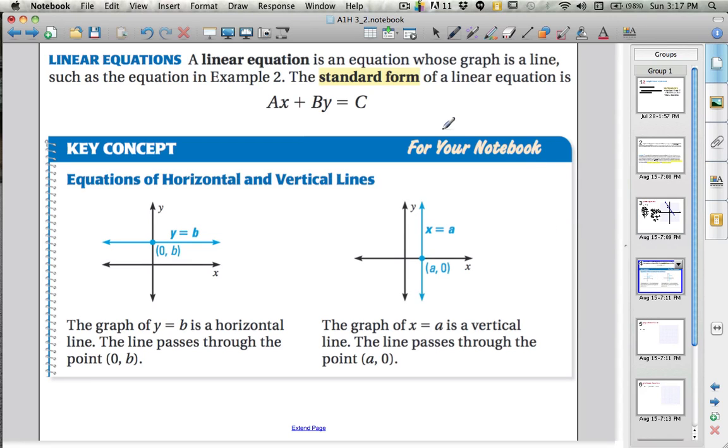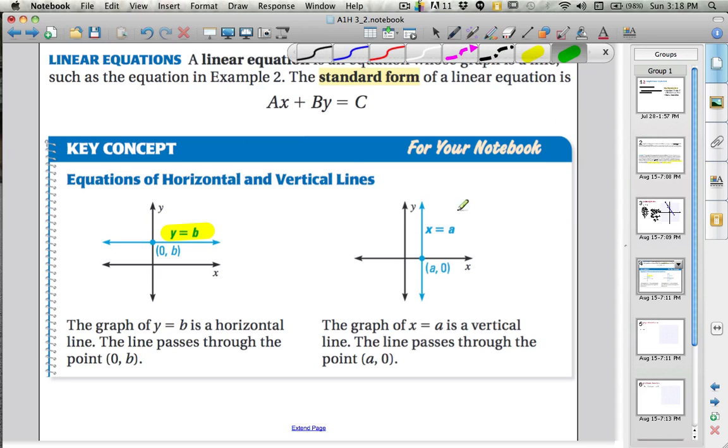Okay, another thing that's important for you to know is that sometimes we have these types of linear equations that aren't quite in this standard form. This is the standard form. Ax plus By is equal to C is called standard form. But we have some special cases. We have the special case where our equation says y is equal to some number. That basically means it doesn't matter what x is, y is always this number. That makes a horizontal line.